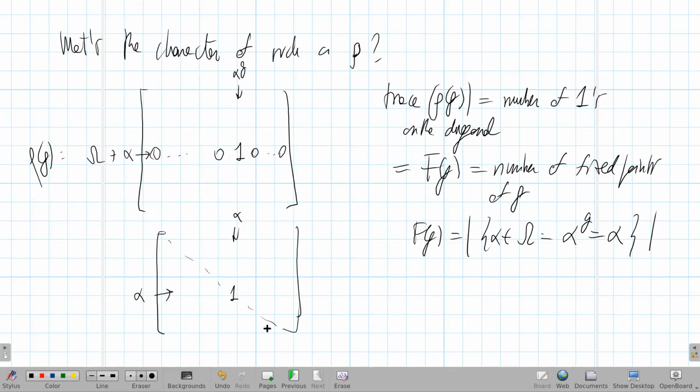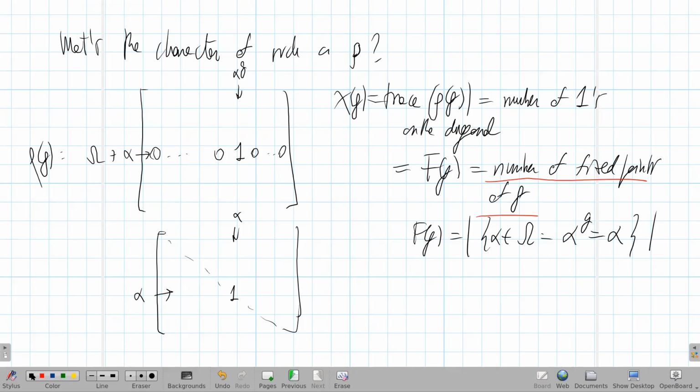So this is the character. We will call it chi G, but it's Fg. So the character of a permutation representation is the number of fixed points of the element in the action. Very simple, okay?